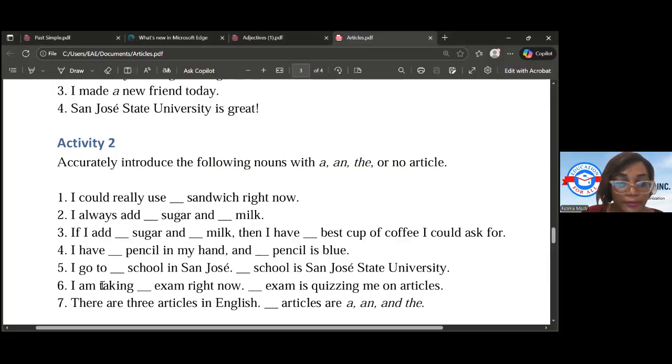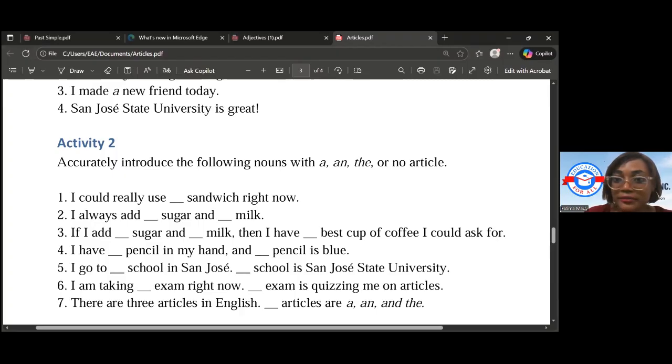I go to school in San Jose. It's pronounced San Jose. The school is San Jose State University. Correct. So I go to school, that's no article, and the school is San Jose, definite article. Great, Ada. That's great.